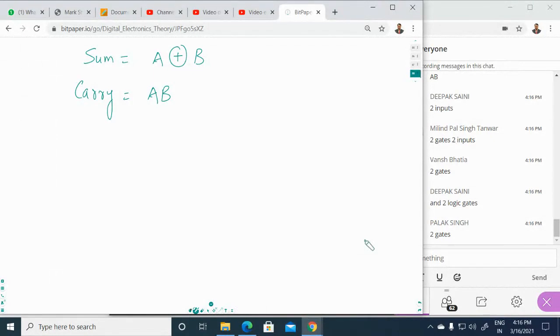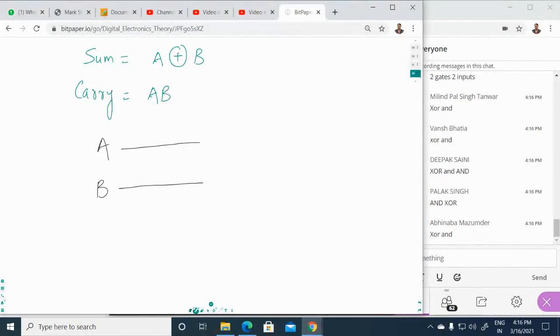So what are those gates? XOR and AND, yes. So you need two inputs. One input is A, second input is B. So these two inputs you require, then you need the XOR gate. Okay, this is called the XOR gate.